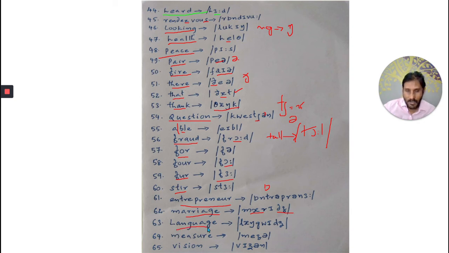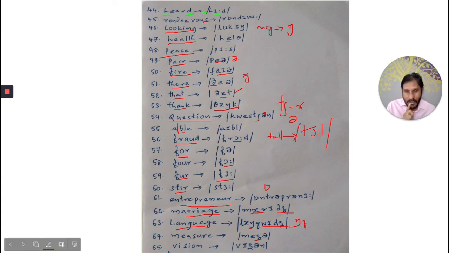Language, we say. The ng sound and G and W. Language. This ng is there and also G. Just like the word English, N is there, ng is there, and G is there. Language, language, language. And it's not measure, it's measure, with a small z sound. It's not measure, it's measure.